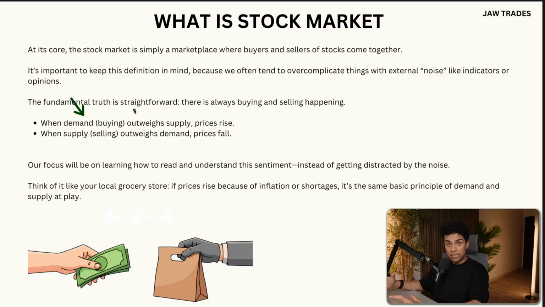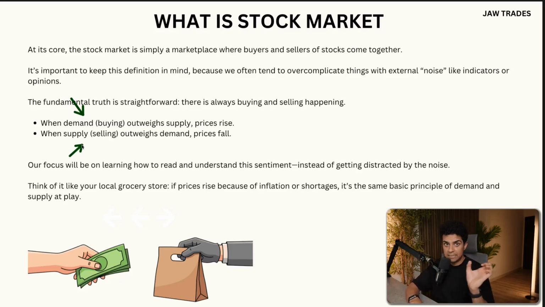It doesn't move based on indicators. When the demand is high, the price is going to go up. When the demand outweighs the supply, the price is going to go up. When the supply outweighs the demand, the prices are going to fall. So it also depends on the sentiment of the buyers and the sellers. If the buyers want to be aggressive, the price is going to go up. If the sellers want to be aggressive, the price is going to go down. It doesn't matter what the indicator is doing.